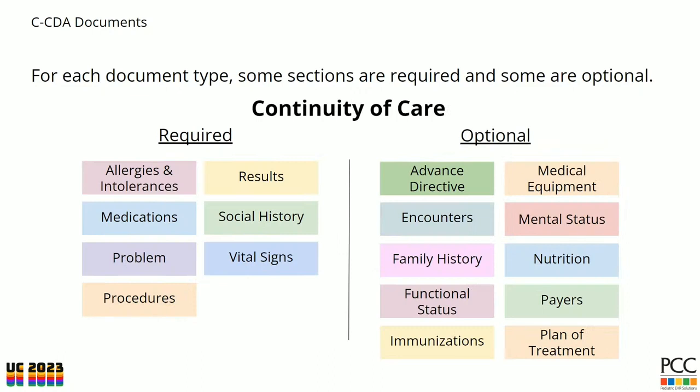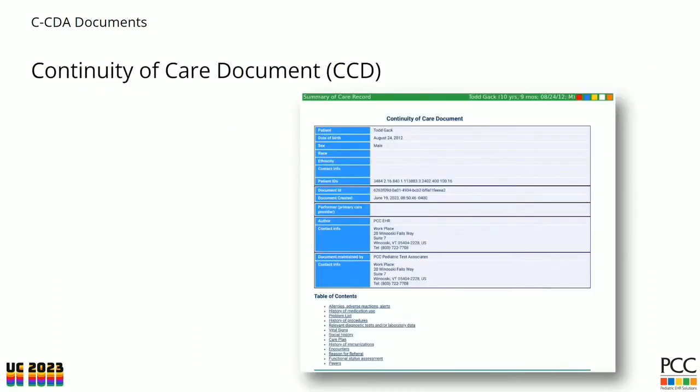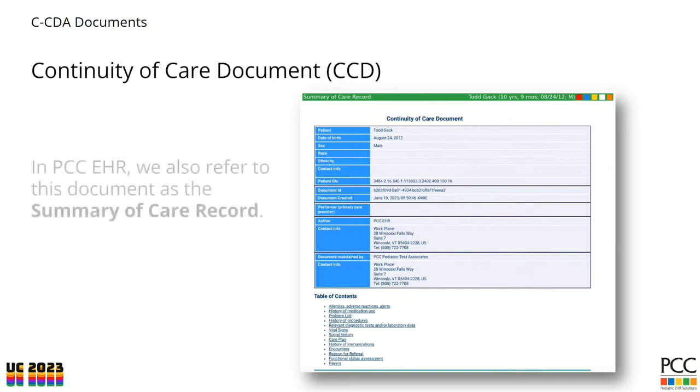For the continuity of care type document, remember this is the one that PCC-EHR generates, there's 7 required sections and a bunch of optionals. So in PCC-EHR, if you want to generate a continuity of care document, you'd open up the patient chart, you'd go to the reports menu and select summary of care. So continuity of care, also known as a CCD, is also referred to as a summary of care record in the EHR. All those mean the same thing.